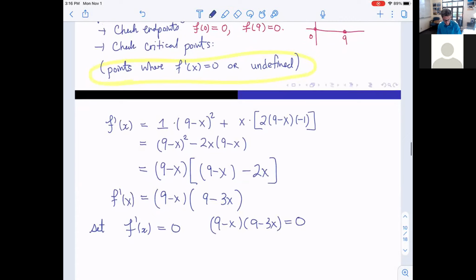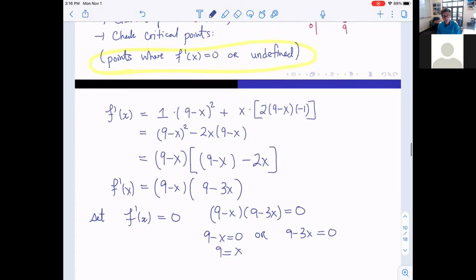And what are my two solutions? I get 9 minus x equals 0, or 9 minus 3x equals 0. So this is going to give me x equals 9, and this one is going to give me x equals 3.